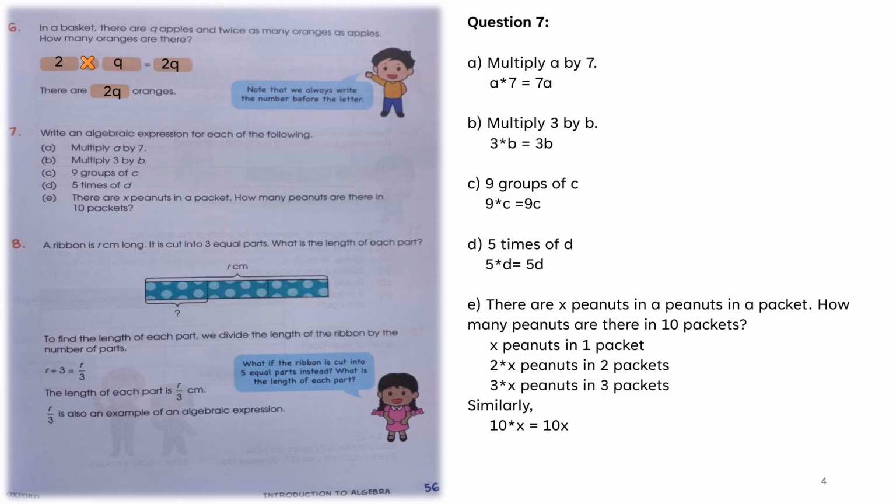For question 8, we have a ribbon which is R centimeters long. It is cut into 3 equal parts. What is the length of each part? If we are cutting our R centimeters of ribbon into 3 equal parts, then we are simply dividing this ribbon into 3 parts. So divide R by 3. This is the simple solution of this question.